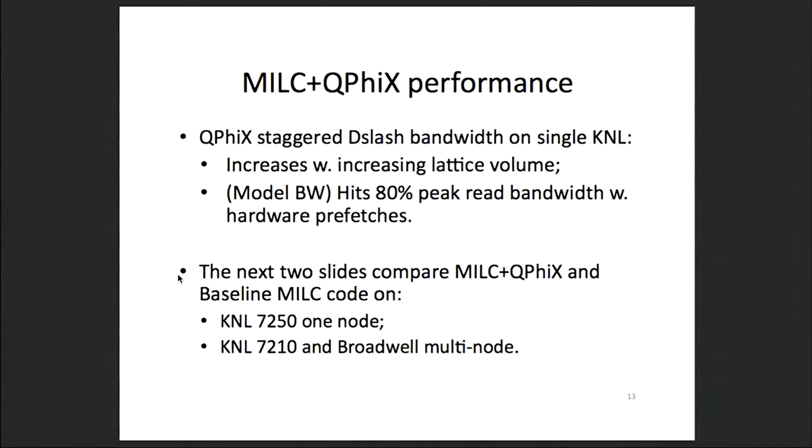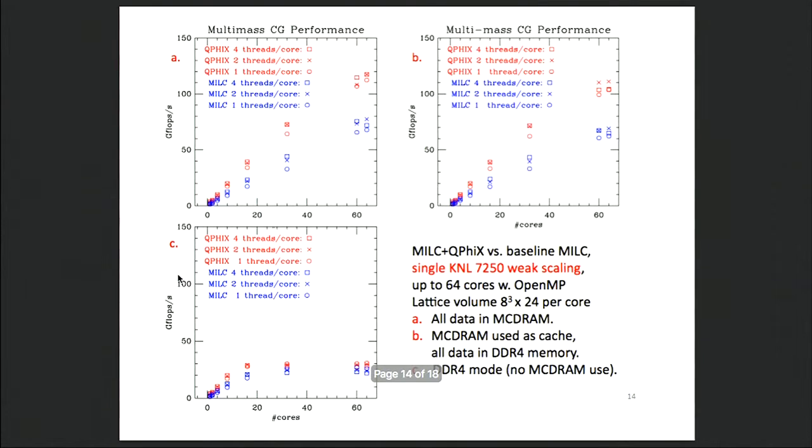We saw that 15% of cache misses so far in our code. Then I'll show you the performance we saw with improved Q5X. The three parts here, A and B, are the performance on KNL with flat mode and cache mode, and flat mode uses MCDRAM. We see that the performance increased by 1.5 compared to the baseline MILC code, and it didn't differ much between the flat and cache mode.